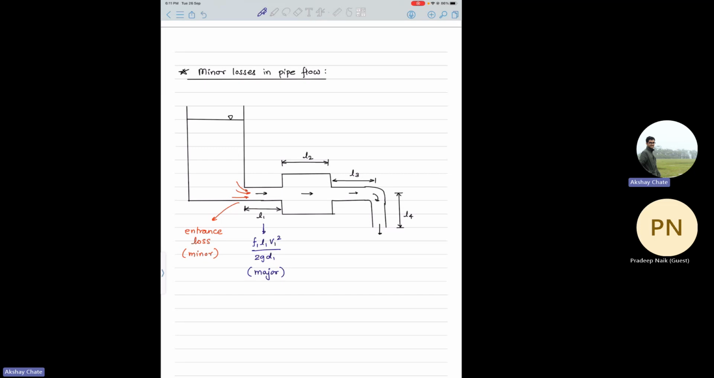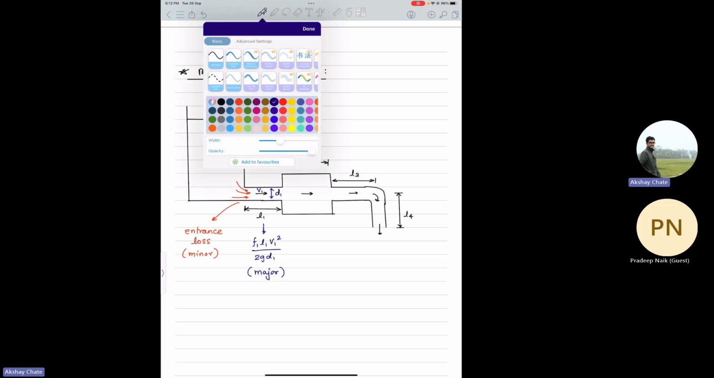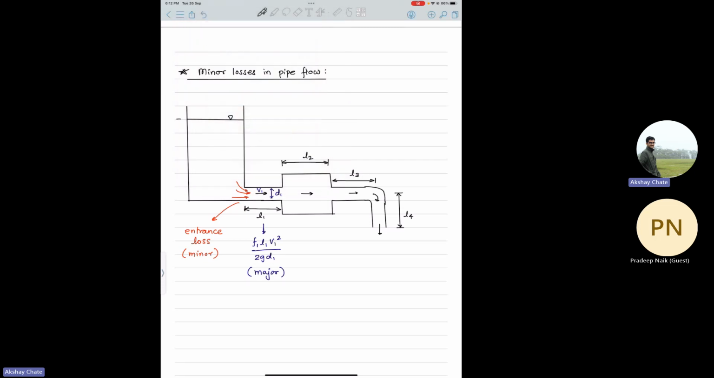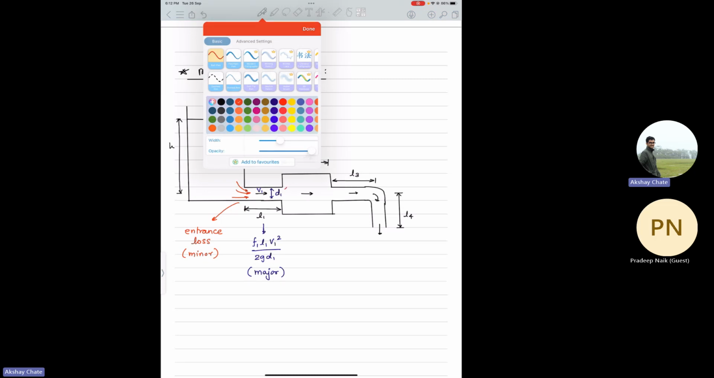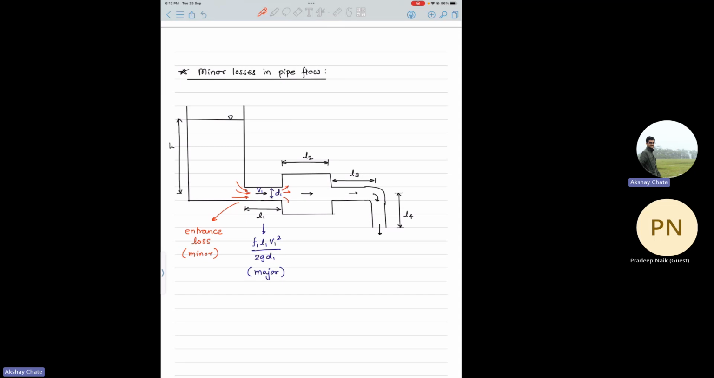Let's say this is your D1 and the velocity is V1. From previous classes we know V1 will be equal to square root of 2gh, where h is the height from the tank level to the center of the pipe. From there you calculate V1. Now there is an expansion here. The liquid which was flowing with velocity V1 now enters an enlarged cross-sectional area, so there will be an expansion loss. This is also a minor loss.